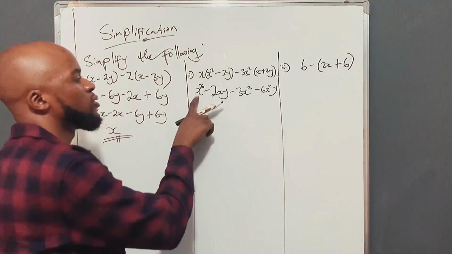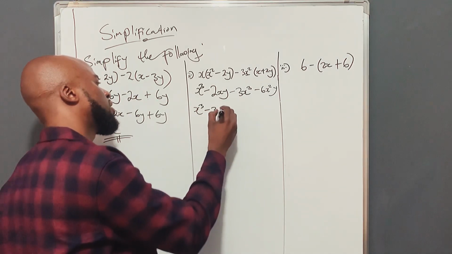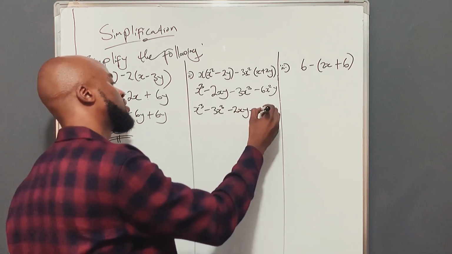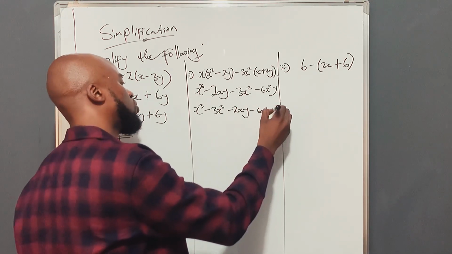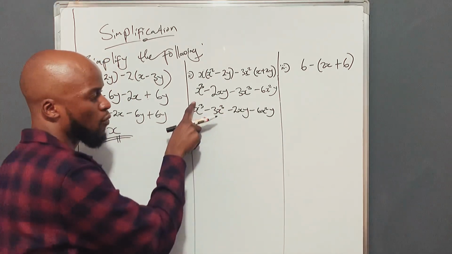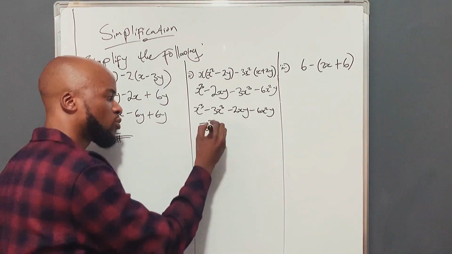Oh, I have this one and this one. So I have x to the power 3, minus 3x to the power 3, minus 2xy, minus 6x to the power 2, y. Beautiful. This stands for 1. So there's a 1 here. So 1 minus 3 is negative 2.